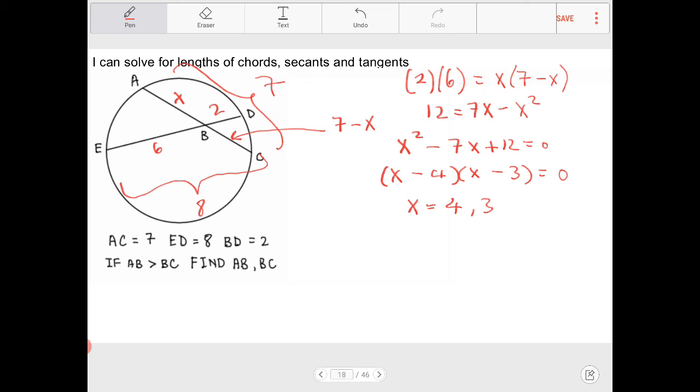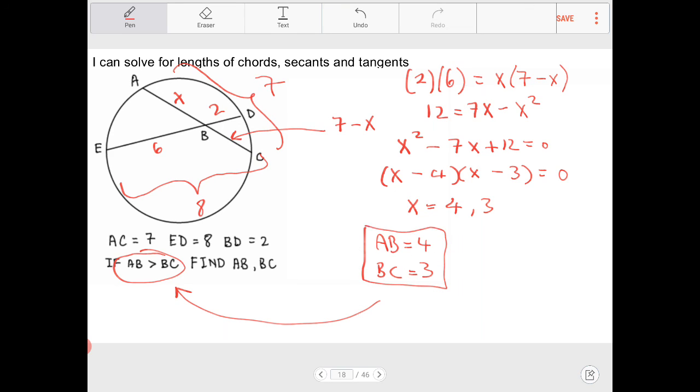We know that AB has to be greater than BC. If that's the case, if X is 4, then AB is equal to 4, and BC therefore has to equal 3. AB can't be 3, because if AB was 3, BC would end up being 4, and we have to satisfy this condition. Therefore, AB is equal to 4 and BC is equal to 3.